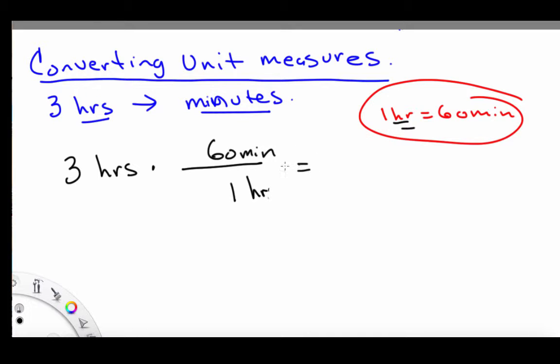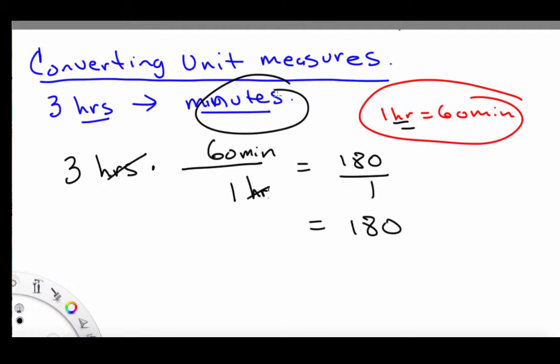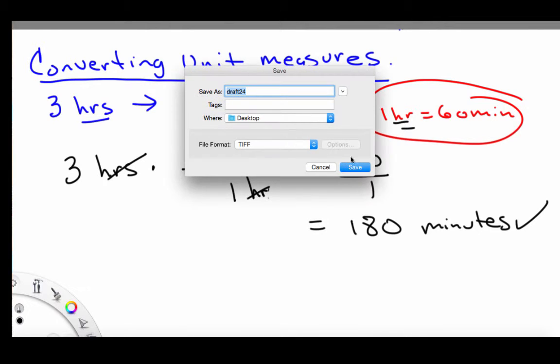Okay, now let's try to solve it. So we cross cancel hours. Now, 3 times 60 is what? 180 over 1. So 180 what? Converted to what, guys? Minutes. So that's the answer. Okay, so let's go to the next page. And let's go to the nice clean page.